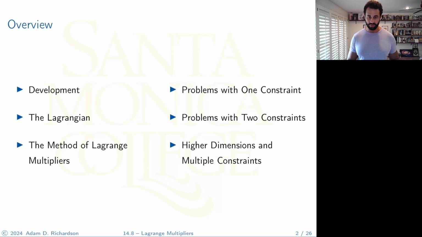So here's the overview. We're going to just develop the theory of what we're doing with Lagrange multipliers. We will provide the definition of the Lagrangian itself, which is basically the function that we're going to optimize. Discuss the method of Lagrange multipliers. We'll do an example with problems with one constraint, talk about problems with two constraints, and then generalize the technique to higher dimensions and problems with multiple constraints. All right, so let's get started.